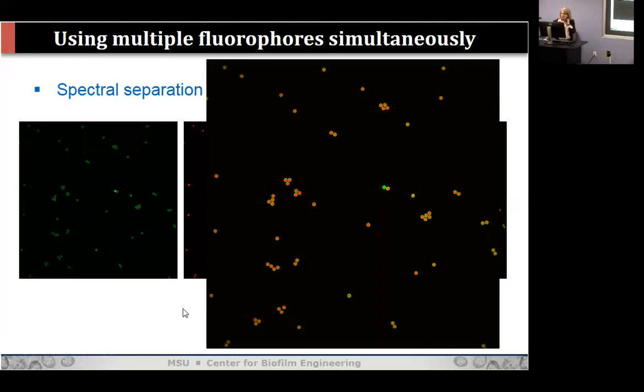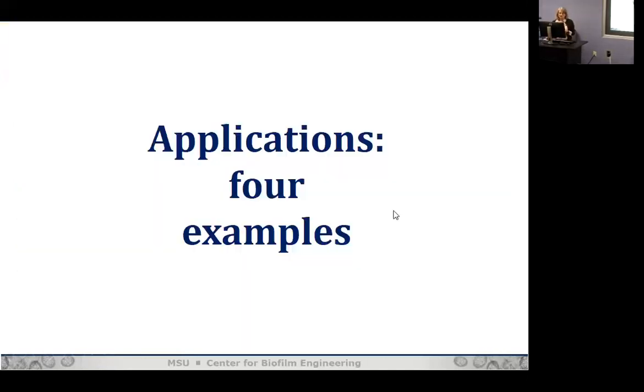So spectral separation is very powerful, and we've used it, a couple of us, with bacteria, with 3 different cytodyes together, 3 green cytodyes. It works successfully, very easily. So multiple fluorophores is definitely something we can do easily.